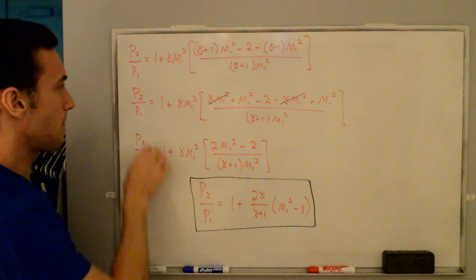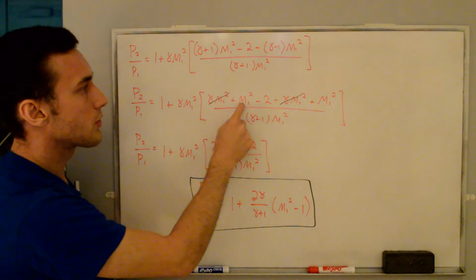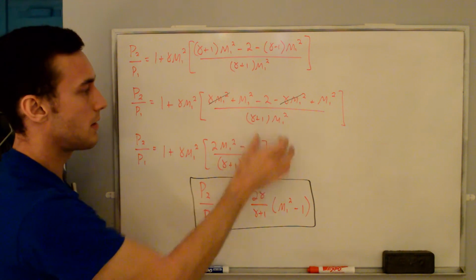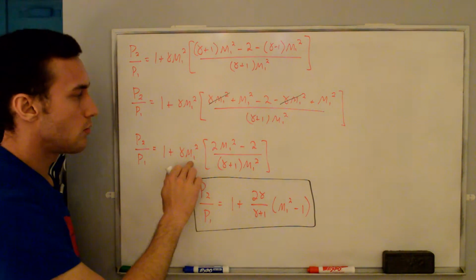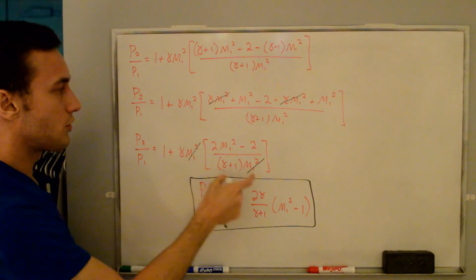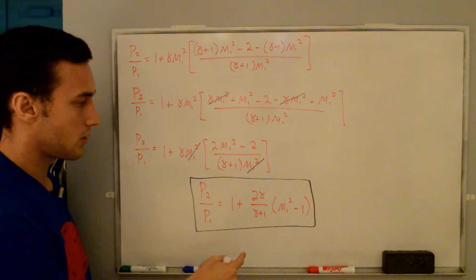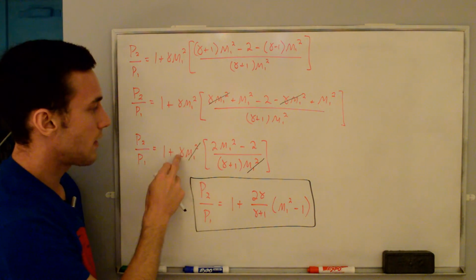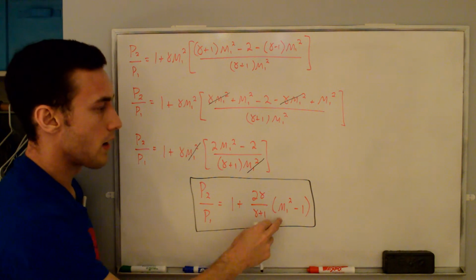And we end up with the expression that p2 over p1 is equal to 1 plus gamma M1 squared, that's all the same, times M1 squared plus M1 squared, that's 2 M1 squared, and then minus 2. The denominator stays the same. We'll note that we have an M1 squared in the numerator and M1 squared in the denominator, so those will cancel each other out. And we can factor the 2 out from both of these, and we end up with this final expression for the pressure ratio across a normal shock. P2 over P1 is equal to 1 plus, and then we have the 2 factored out, so we have 2 gamma over gamma plus 1, times M1 squared minus 1.